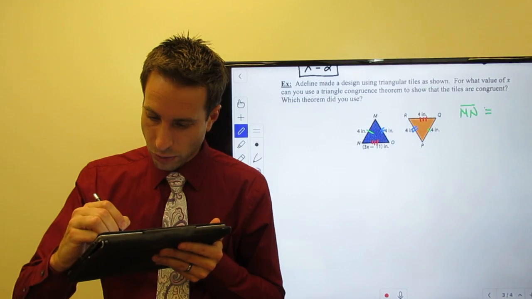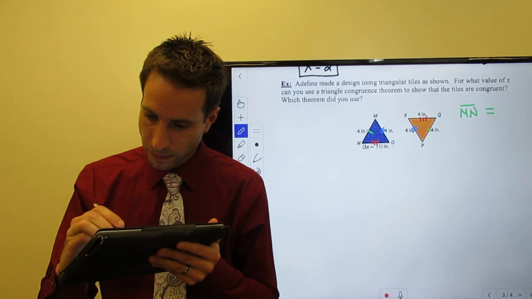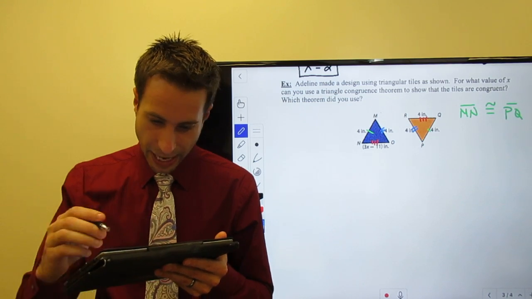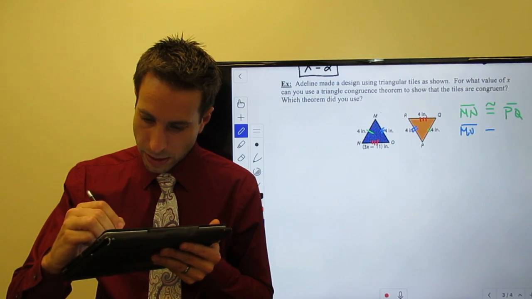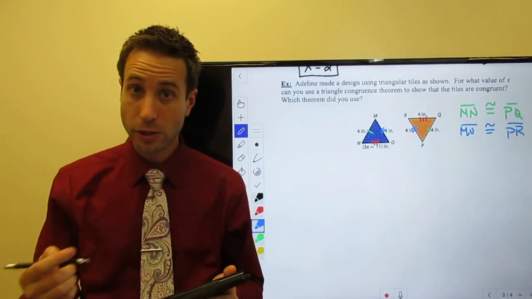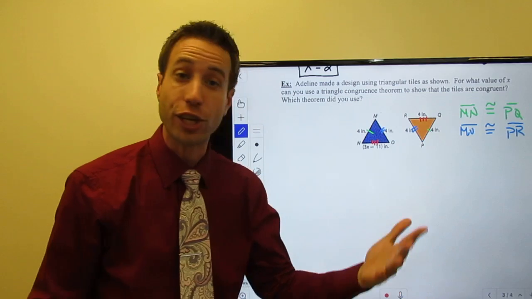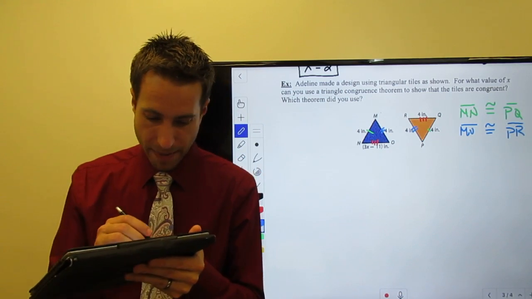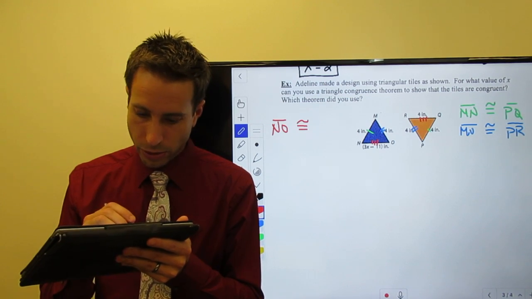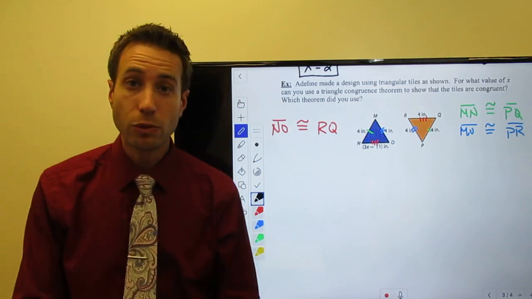MN is congruent to PQ, thanks to the diagram. Let's see, I also see that MO is congruent to PR, thanks to the diagram. So all I have to do is show NO and RQ are congruent. Okay, so let's do that then. I need to show that NO is congruent to RQ. Well, plug and chug. NO, 3x minus 11.